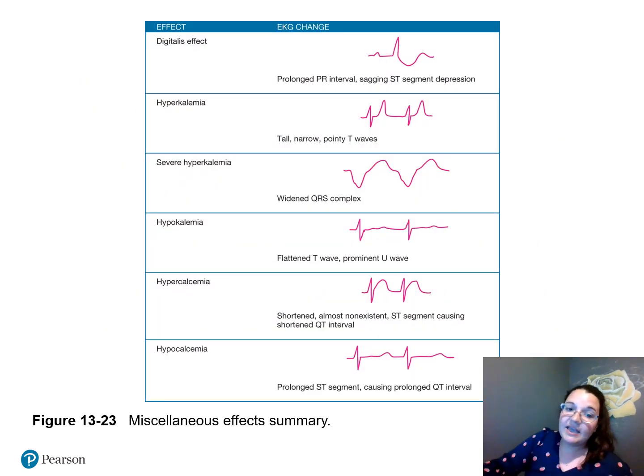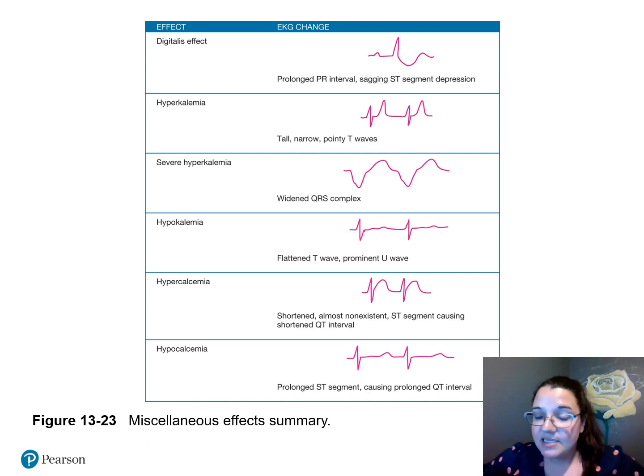All right, here it is all together. Very last slide. Digitalis, we're going to have the sagging of your ST segment. Hyperkalemia, T wave is tall, normal QRSs. And then we have severe hyperkalemia if I have a wide QRS associated with the tall T wave. Hypokalemia, I can now see the U wave, my T is flat. Hypercalcemia, my T wave is pretty much on top of my QRS, and hypo, I have a prolonged ST segment.